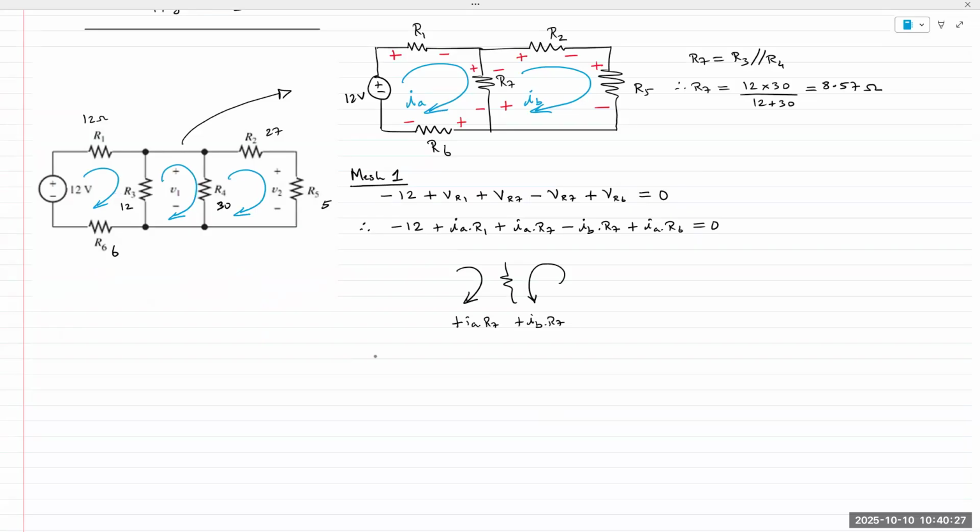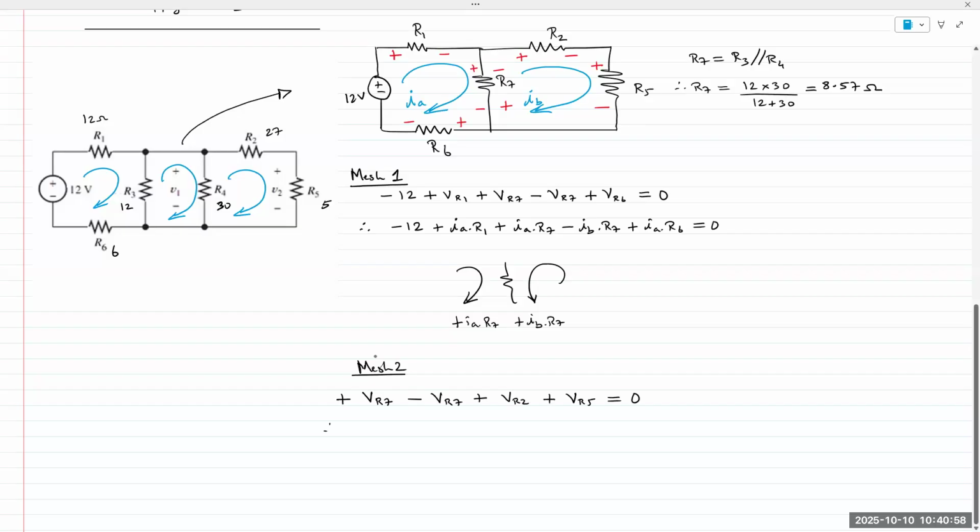So if I write the equation for mesh 2, now in mesh 2, when I apply KVL, I have 3 voltages. So I'm going to write VR7. Again, VR7 is a shared branch. So two of them. And VR5 is equal to 0. First VR7 is positive. Second one's negative, positive, and positive.